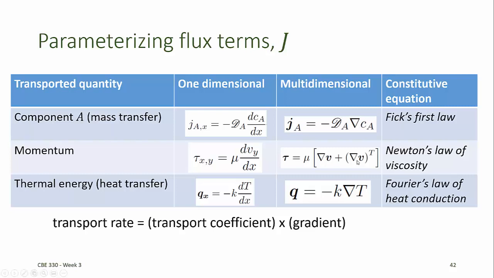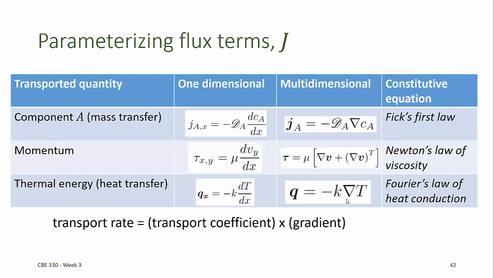The equation for the shear stress tensor for a Newtonian fluid in 3 dimensions looks like this, where the capital T here indicates the transpose of the gradient of the velocity vector. Analogous to Fick's first law of diffusion, we can describe thermal energy transport or heat transfer by Fourier's law of heat conduction, which has both one-dimensional and 3-dimensional versions.